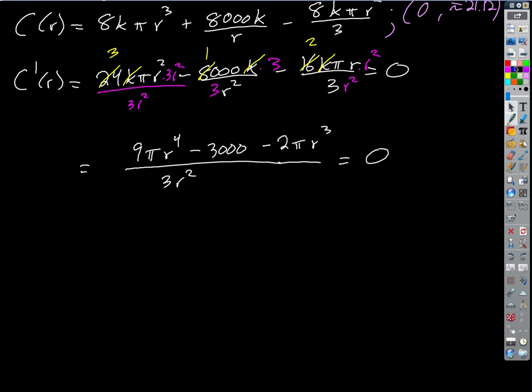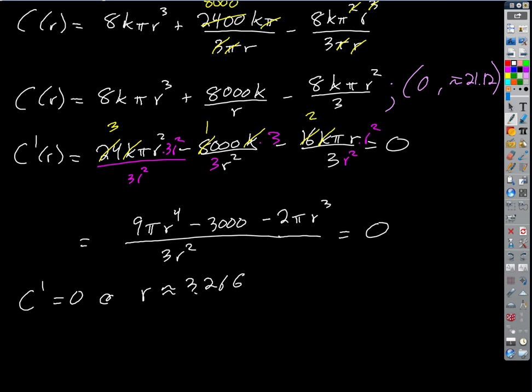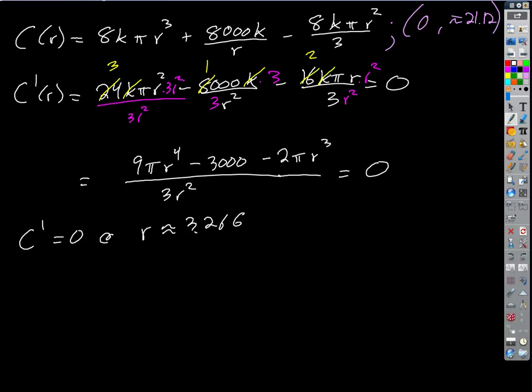All right, so C prime equals 0 at r approximately 3.266. Okay, what about the bottom? Where's the bottom equal to 0? The other critical number isn't in our domain, right? The derivative is undefined in a place that's not even in our domain. So we get this one critical number. Now, if we look at the second derivative, do we even want to take it? I'd say we probably do, because we don't want to have to plug stuff into this big ugly function.